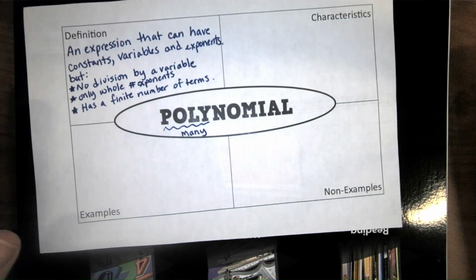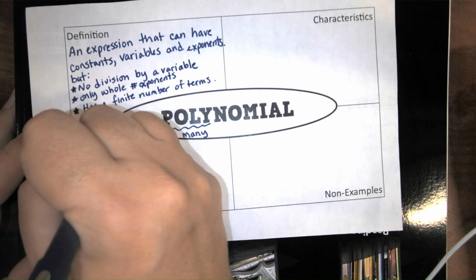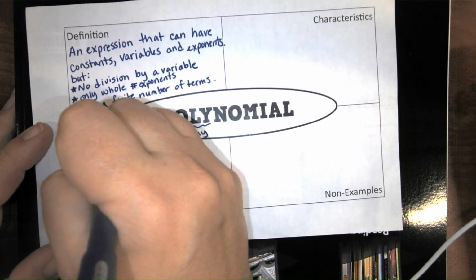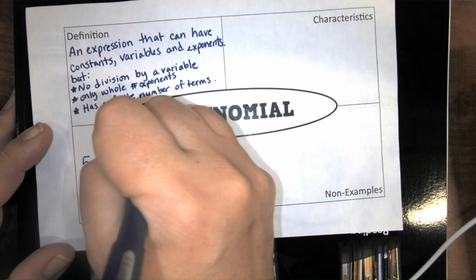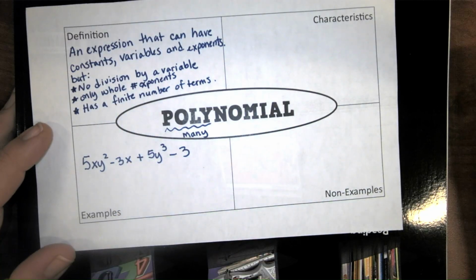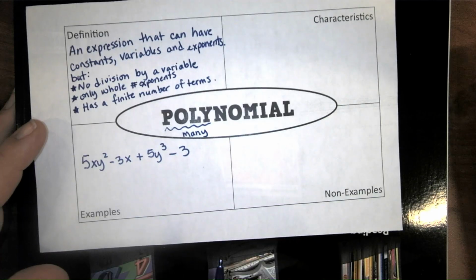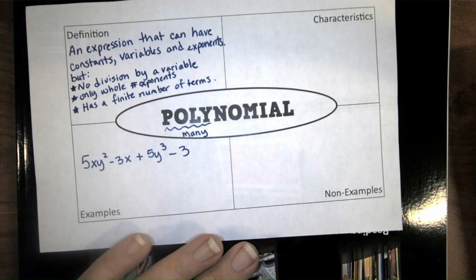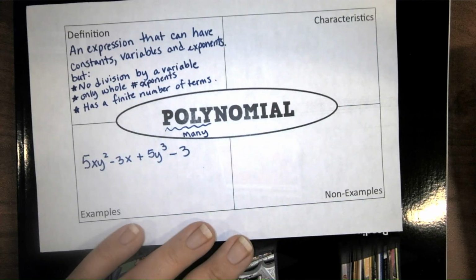Here's what a polynomial looks like. 5xy squared minus 3x plus 5y to the third power minus 3. This is a polynomial. So what we have before we combine like terms, what we have after we combine like terms, that's considered a polynomial. So it's made up of a bunch of terms separated by adding and subtracting.